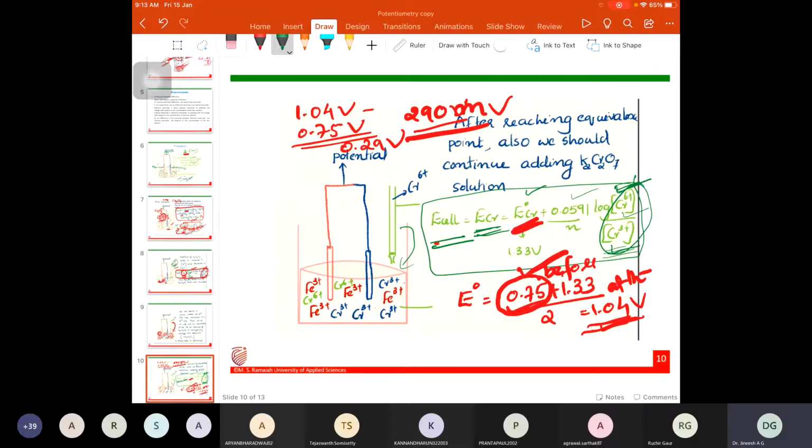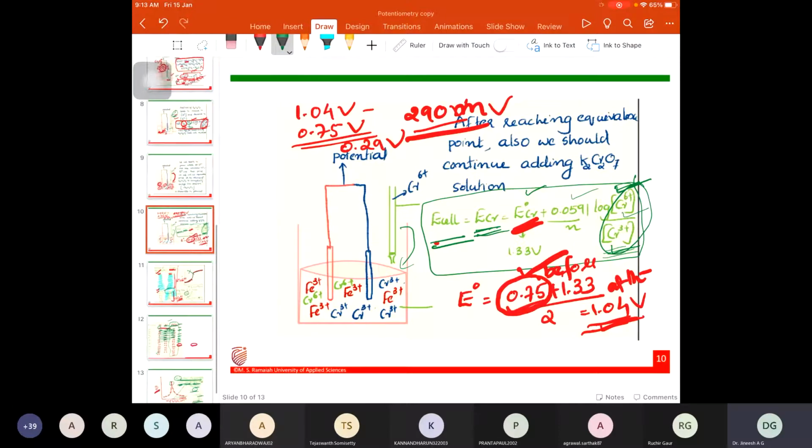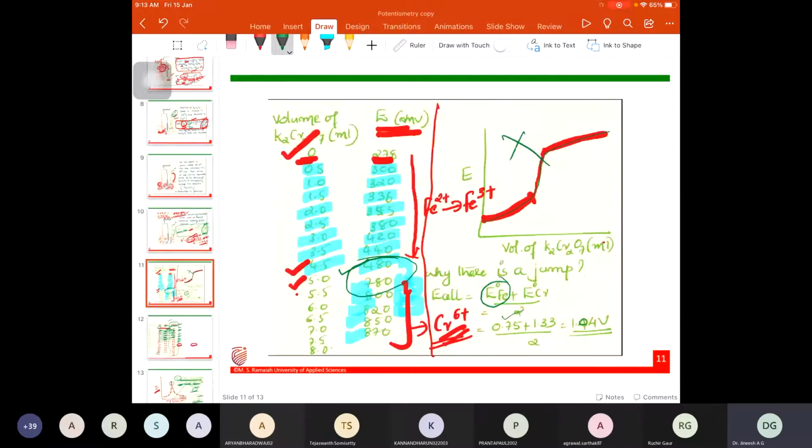Now, why is there a jump in the potential at the equivalence point? I told you the explanation. Before the equivalence point, the potential is generated only by Fe ions, and the E0 value, the standard electrode potential of Fe in this case, was 0.75 volt, and for chromium it is 1.33. When you take the average, it comes somewhere around 1.04 volt. So at the equivalence point, the value is 1.04 volt.